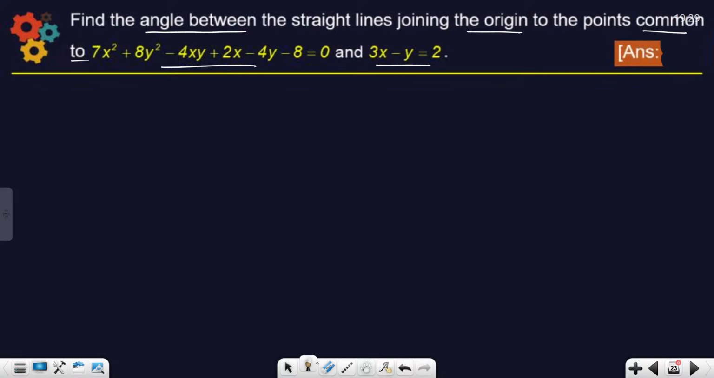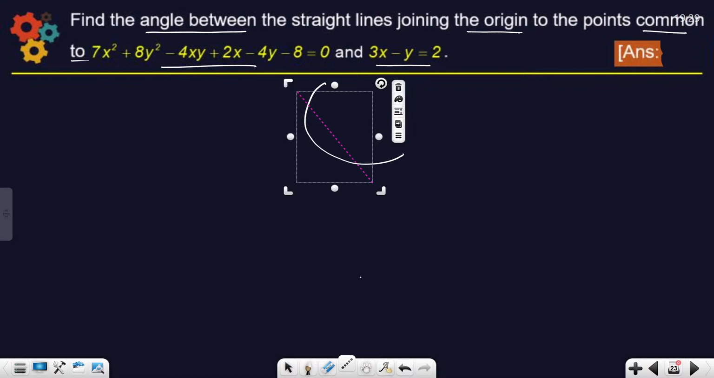What they're saying: you are having a curve. Let us say this is the curve. And you are having a straight line. Let us say this is the straight line. Okay. Now, it is saying: find the angle between the straight lines joining the origin to the points common to this and this.